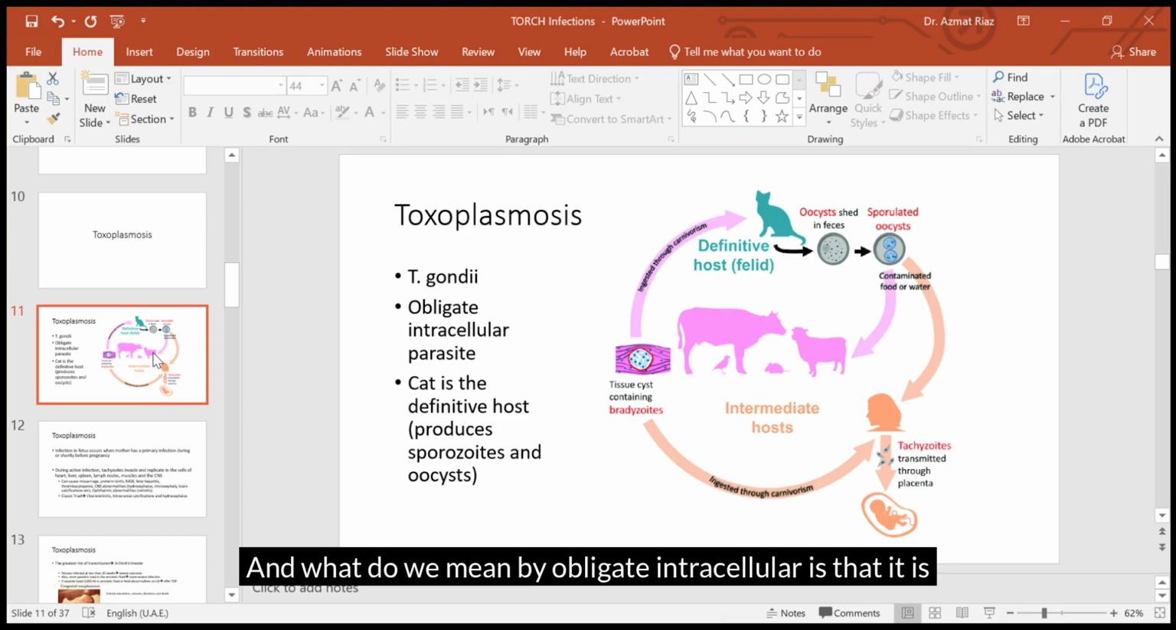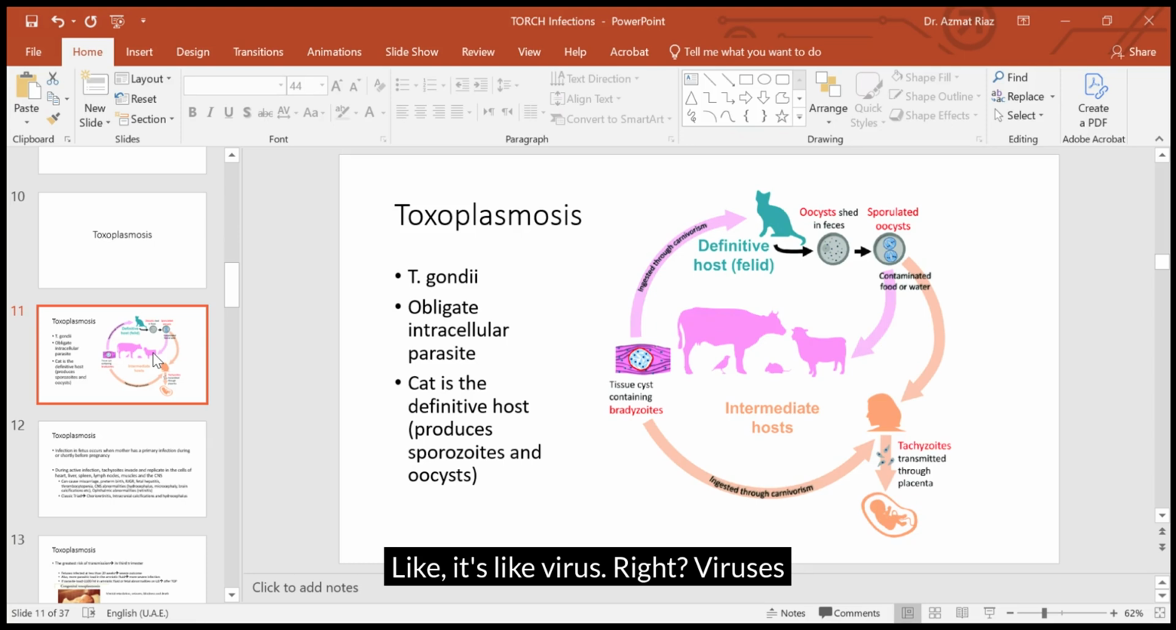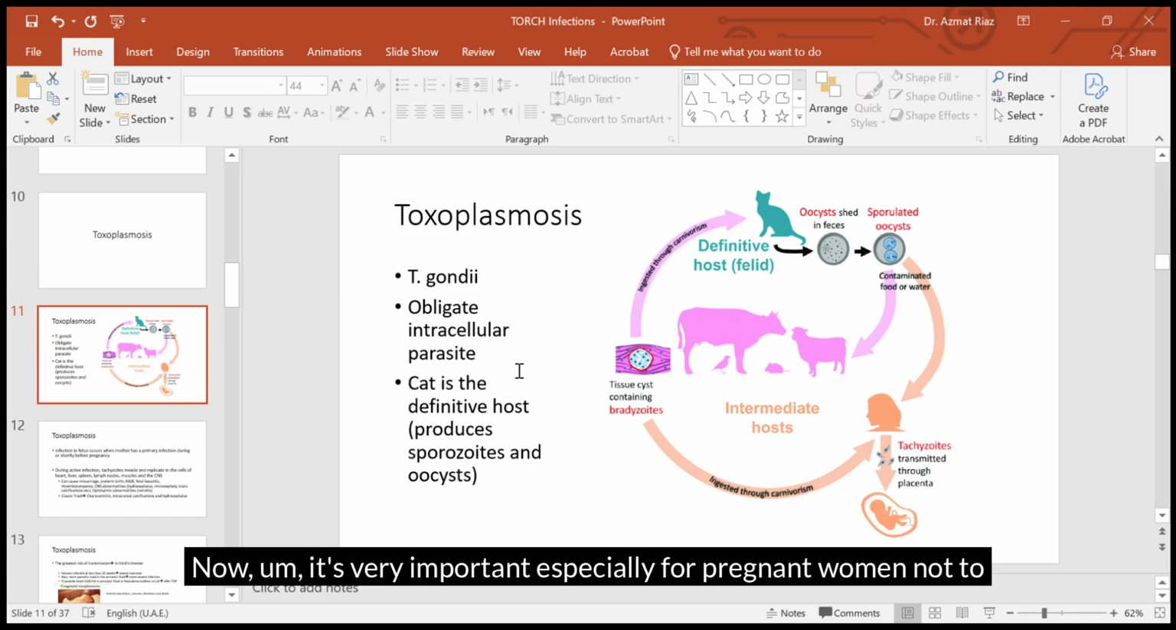And what we mean by obligate intracellular is that it is completely dependent on the host to replicate, to reproduce. It's like a virus, right? Viruses, all viruses, need host cells. They cannot replicate outside the host cell. The same is true of this parasite.